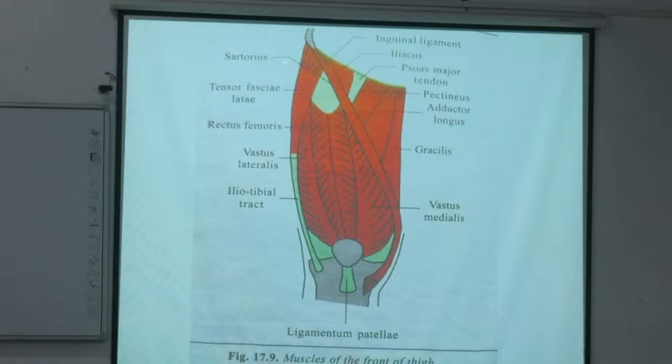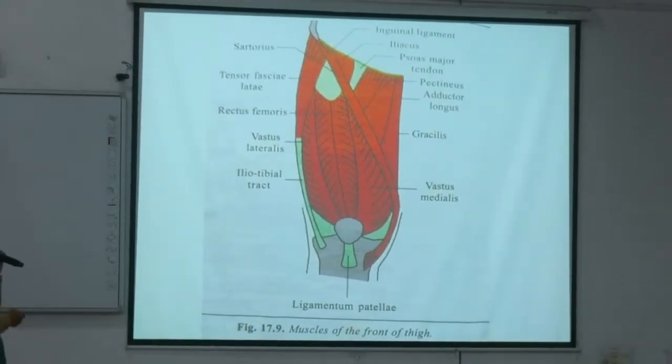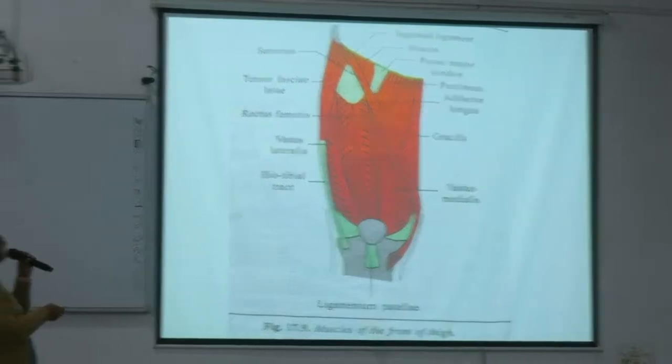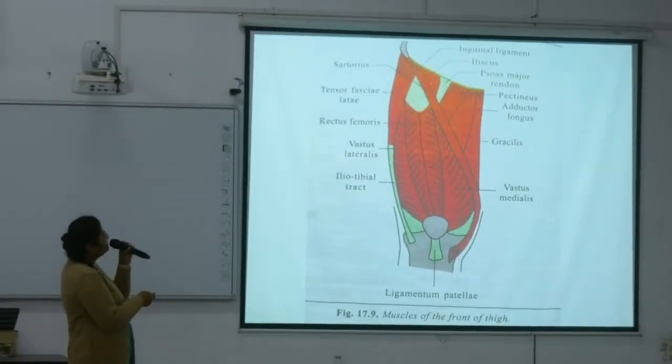Next, these are the boundaries and floor muscles you can see. The base is formed by the inguinal ligament. The lateral boundary is formed by the medial border of sartorius. The medial boundary is formed by the medial border of adductor longus. The floor muscles from lateral to medial are iliacus, tendon of psoas major, pectineus and adductor longus.